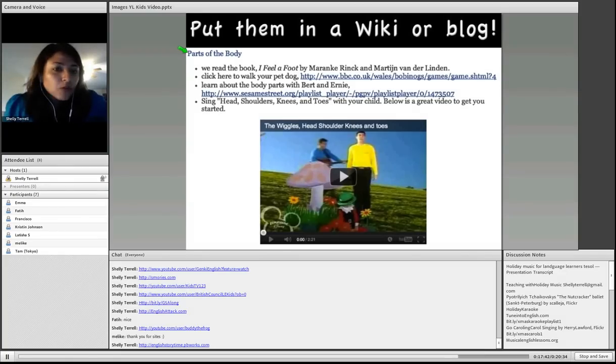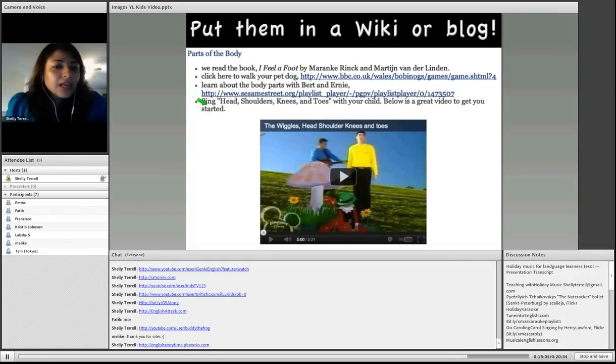What I do is I put the theme that we studied that particular day, parts of the body, as you can see here. And then I put the book that we read, because we always read a book in class. And then I put websites where they can learn more about the vocabulary and stuff. And these are all optional. This is so the parents can be with their children and they can do these things.